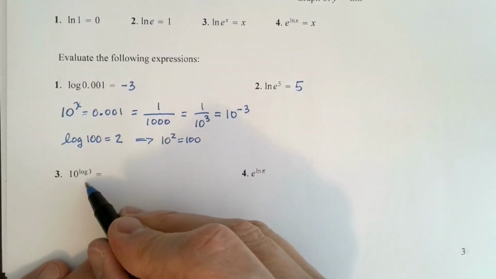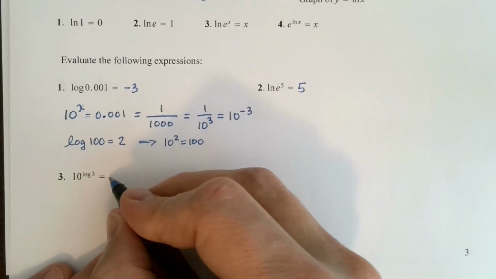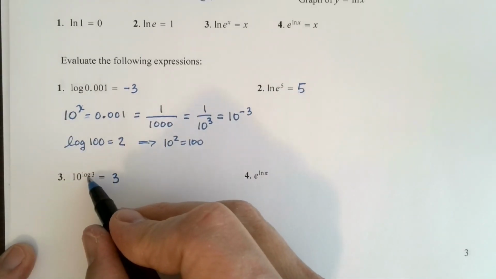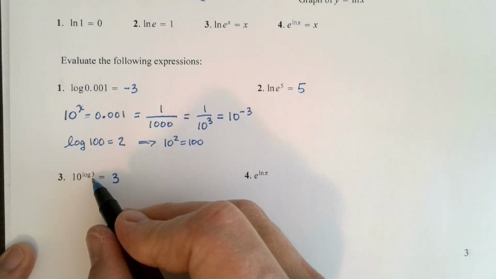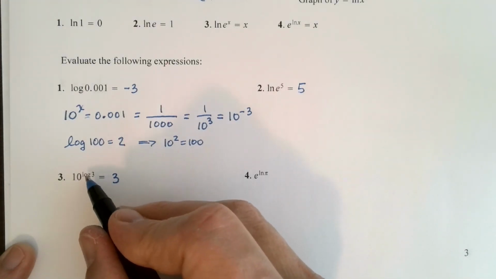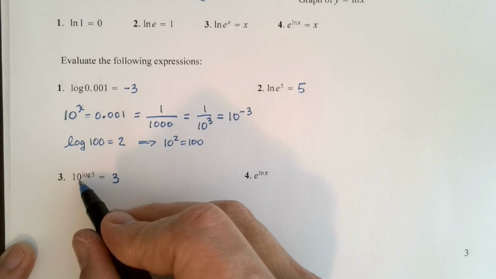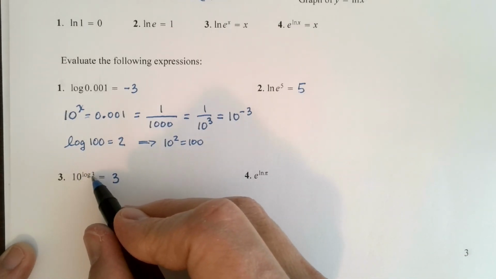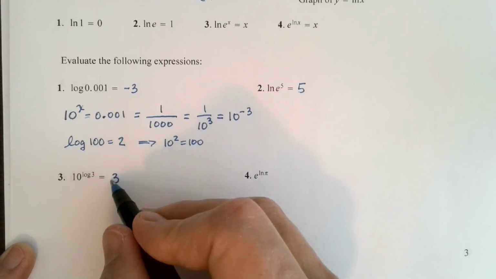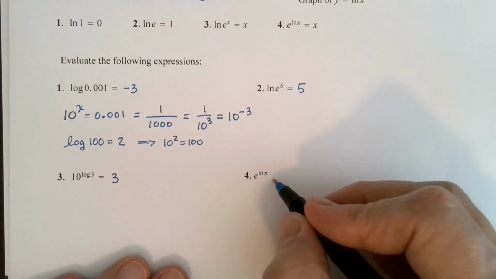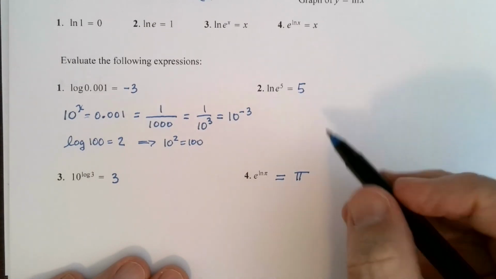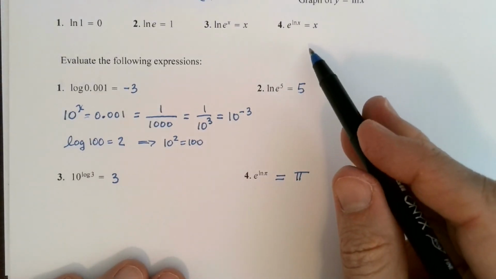What is 10 to the log of 3? Answer, 3. Those are inverse functions there. Log, what base? 10, because there's no base. So this is a common logarithm, base 10. And then 10 is raised to that power. Remember, log of 3 is the power of 10 needed to get 3. So if I take 10 to that power, I get 3. What's e to the natural log of pi? Answer, pi. Again, they cancel each other out by this property here.